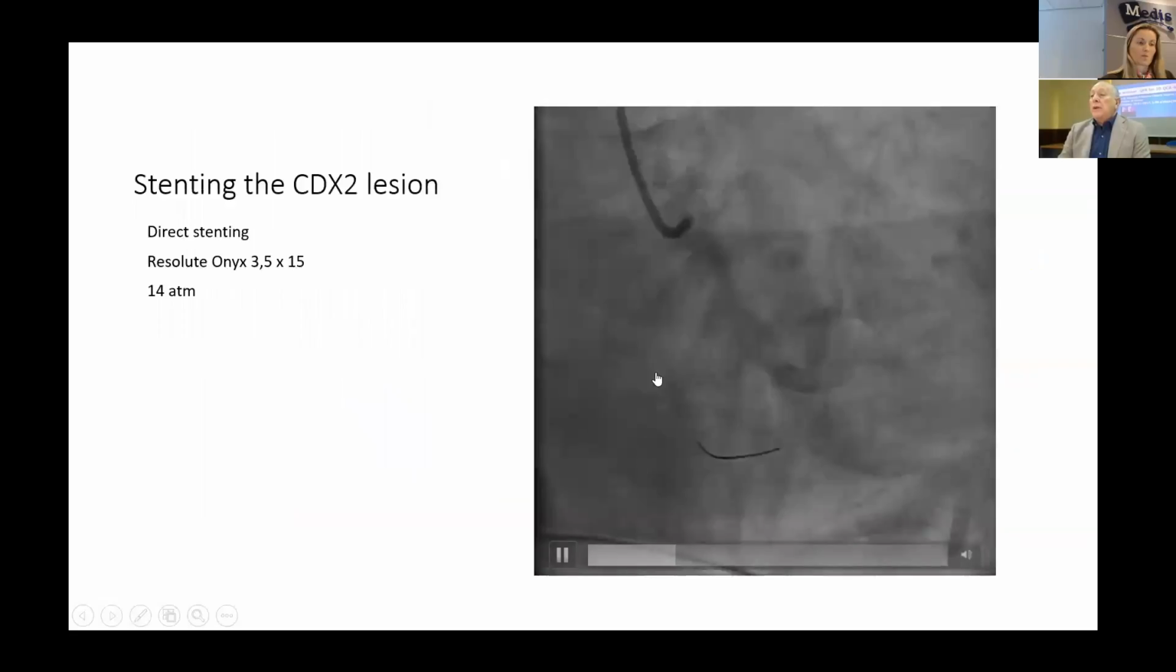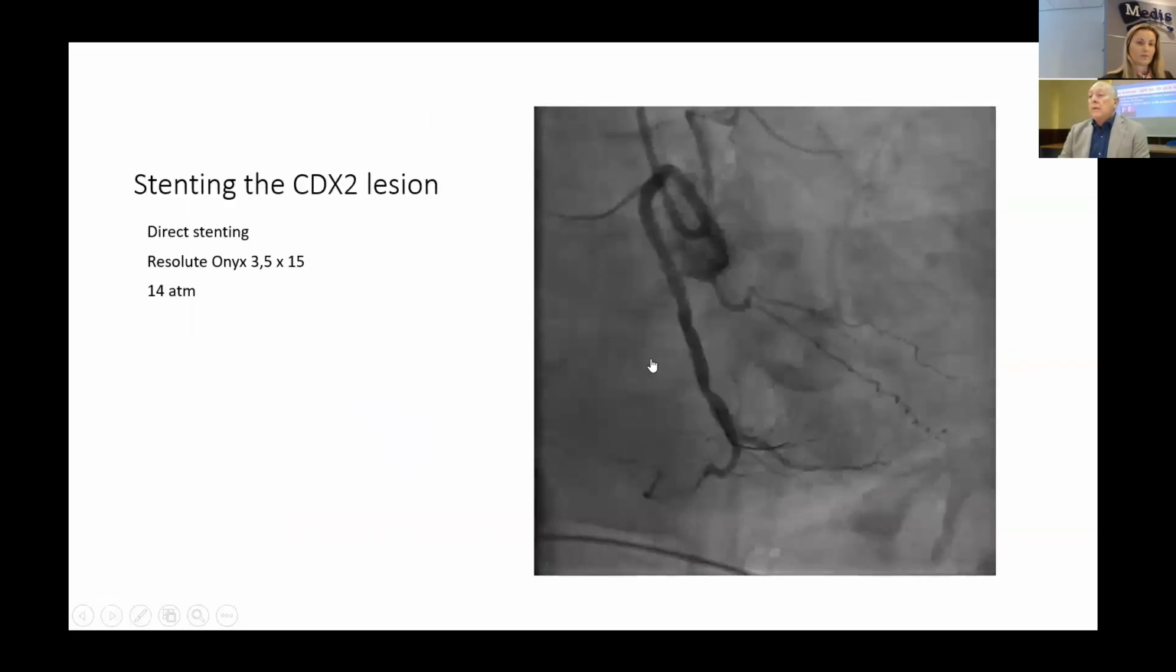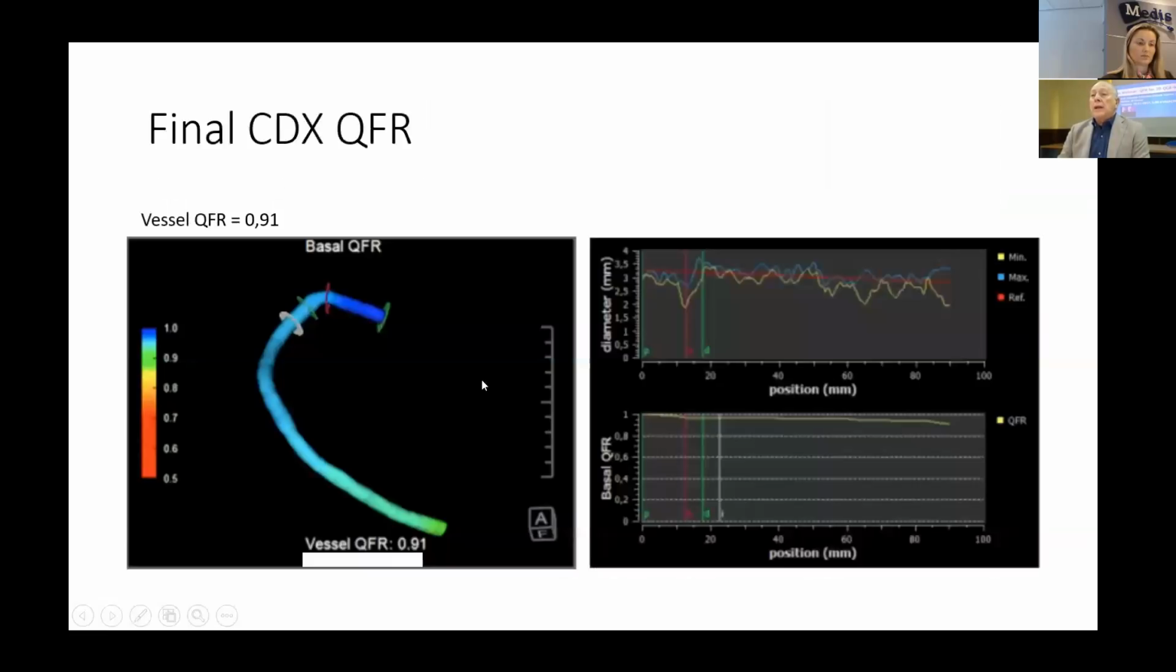And we did it with another stent here with a good result. And after that we performed the final right coronary artery QFR, and you see here that the final result is 0.9. That means only below 6% of events in the 6-month follow-up, which is a very good result. And the virtual pullback curve is practically normal.